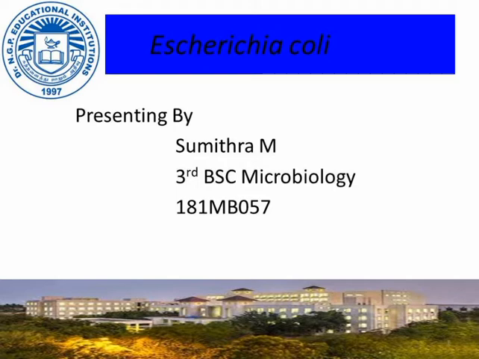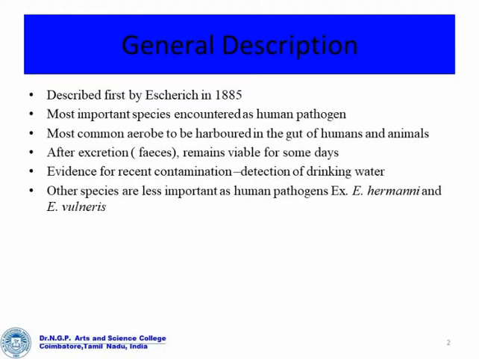Here we are going to see about E. coli. E. coli was first described by Escherich in 1885. It is the most important species encountered as a human pathogen, and it is the most important and common aerobe to be harbored in the gut of humans and animals. After being excreted in feces, it remains viable only for some days in the environment, and it is taken as evidence for recent pollution with humans or animals in the detection of drinking water.